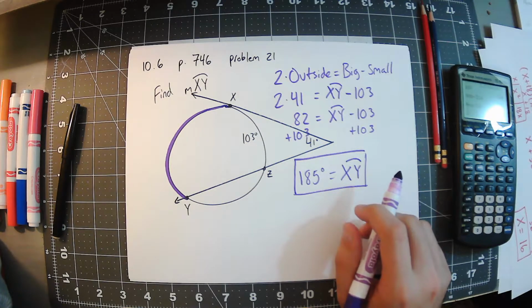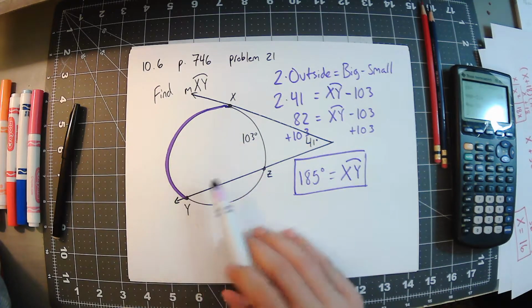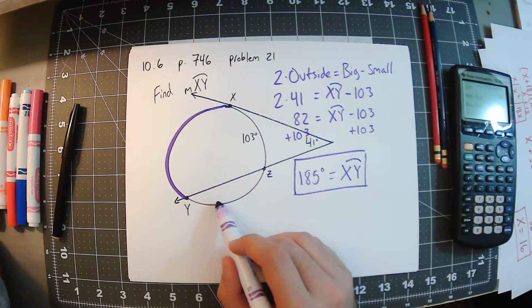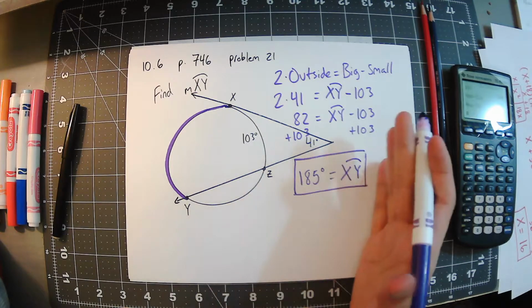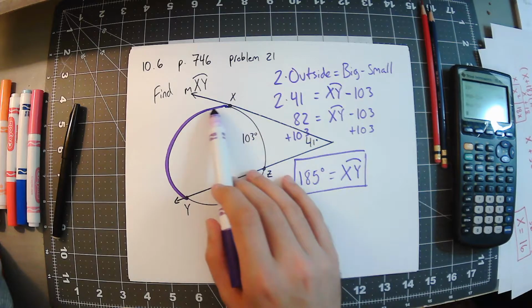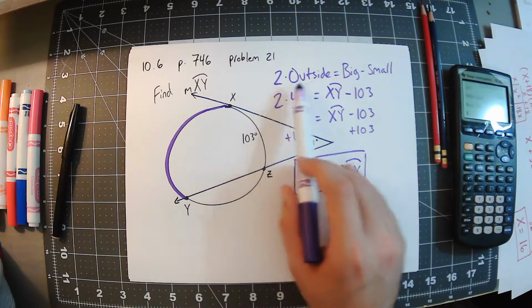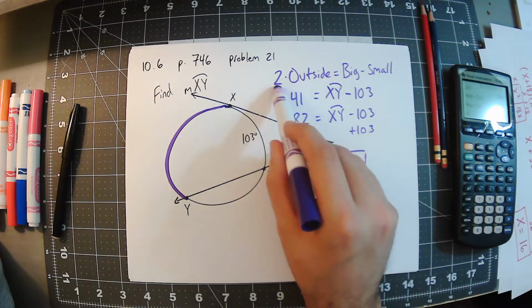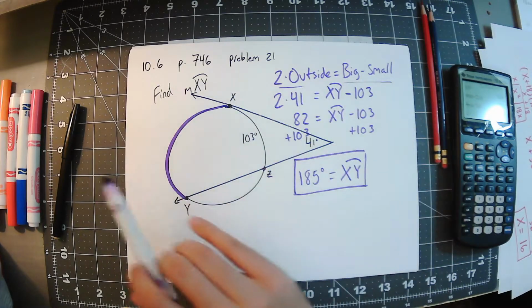It is 185 degrees. This isn't really drawn to scale perfectly. It should probably be around here if it was 185, but you get the picture. We have this going all the way around. This is like our equation that we're going to use in most of 10.6.